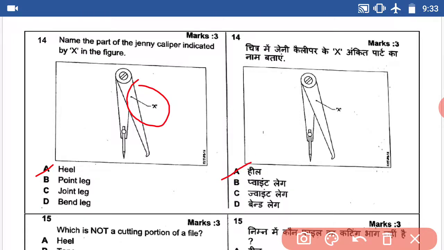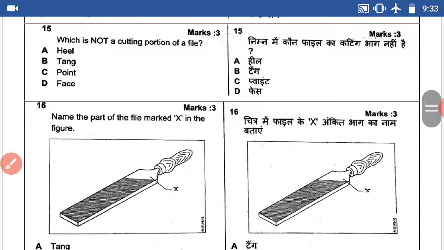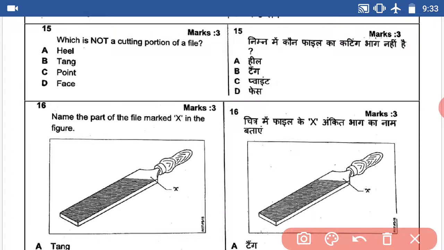Question number 15. Which is not a cutting portion of the file? This question answer: heel. Answer A.